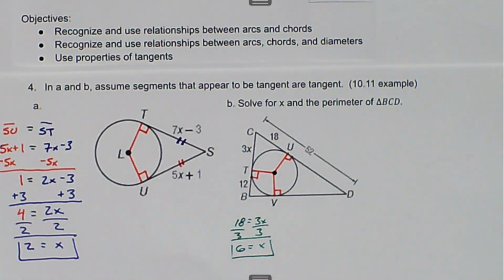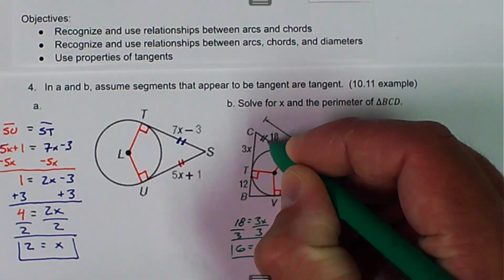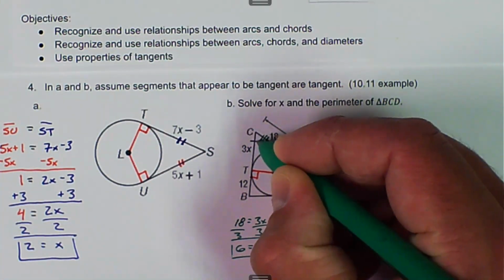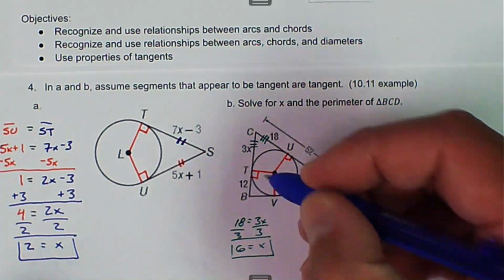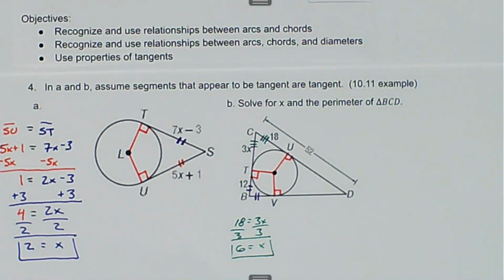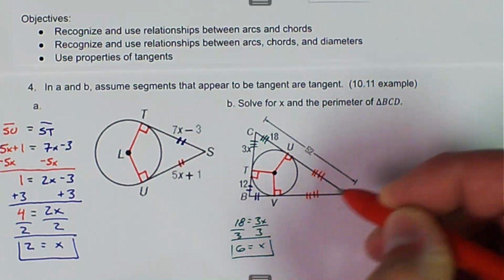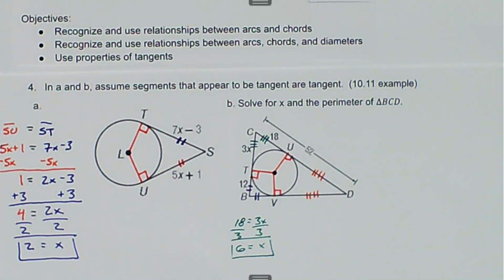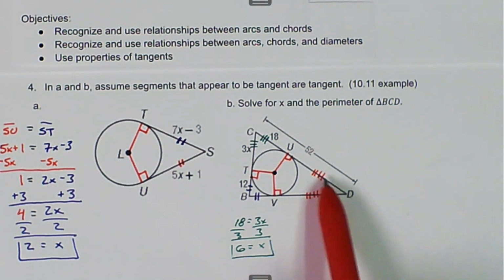So that was the first part. It says solve for x. And the next part says find the full perimeter. Well, these are all congruent. So if this one is, these are congruent, put 3 marks there. These are congruent, so we can put 2 marks here. And then these are congruent. I'm going to put 4 marks here. So we have 18, 18, 12, 12, and we've got to figure out what this one is.